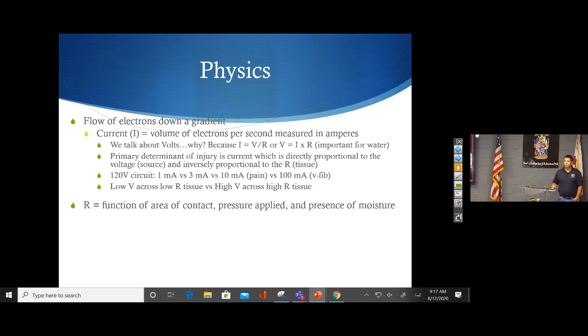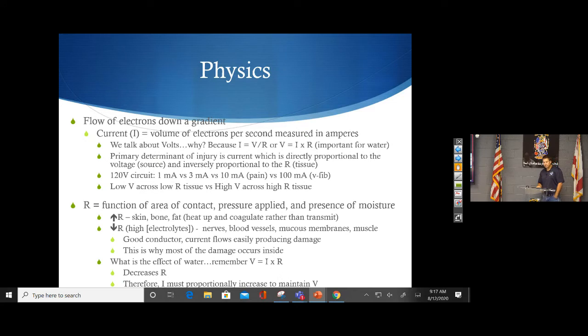Okay. So resistance is a function of the contact pressure and presence of moisture, which we've already kind of started to highlight a little bit. So if you increase resistance, tissues such as skin, bone, and fat are going to heat up and coagulate rather than just transmit. But that's going to be until the point that that tissue is gone and it creates a hole. Once that happens, if you can get access into the deeper tissues where you get nerves, blood vessels, mucous membranes, and muscles, these are good conductors. This is where the current is going to start to easily flow and transmit through the body. This is essentially why most of the damage occurs on the inside, and any exterior wounds or injuries that you find are not going to be indicative of what may be going on in the deeper tissue.